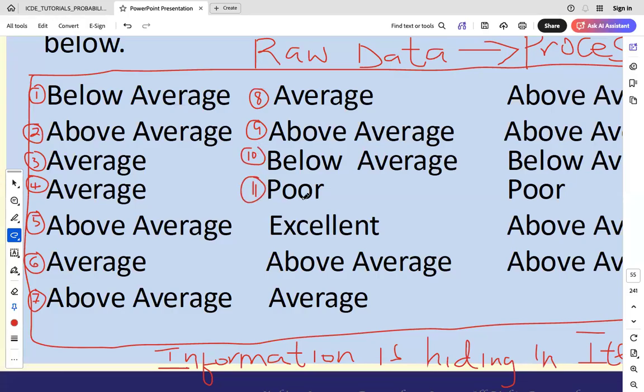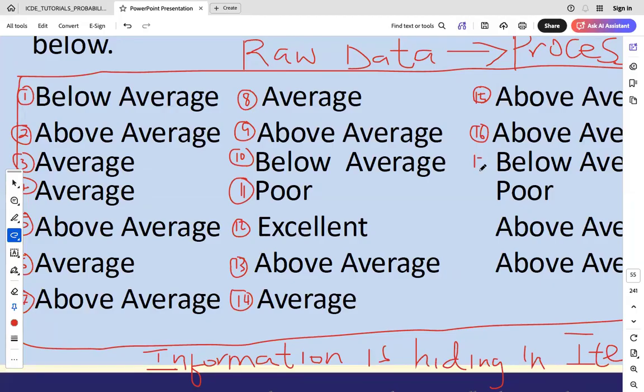Guest number 11 said it is poor. Guest number 12. Guest number 13. Guest number 14. Guest number 15. Guest number 16. Guest number 17. Guest number 18. Guest number 19. And then guest number 20.